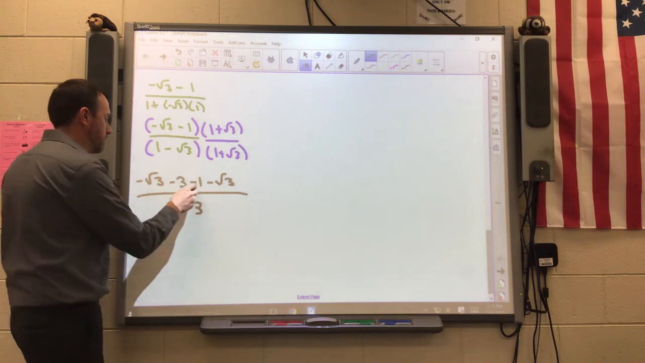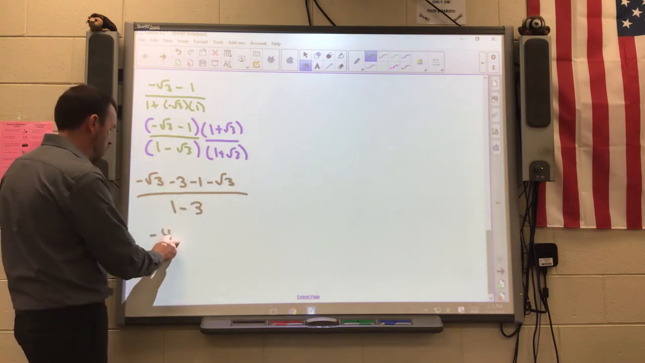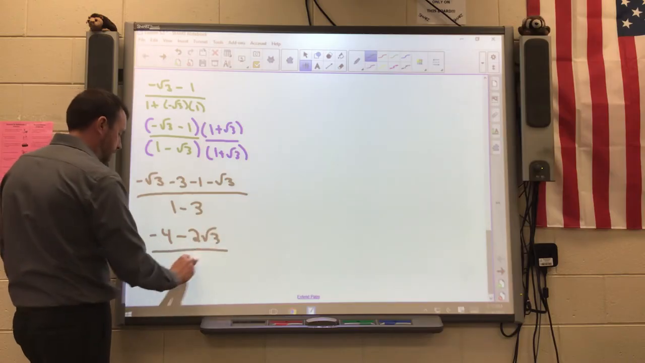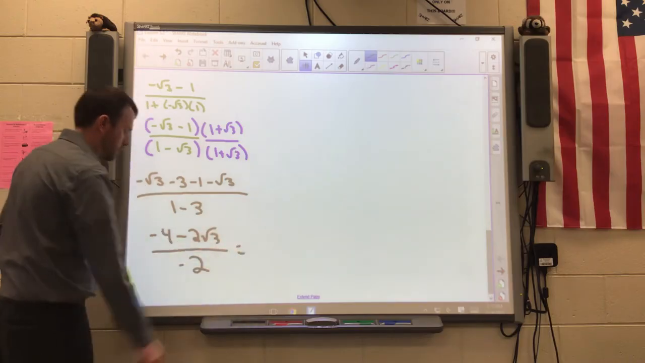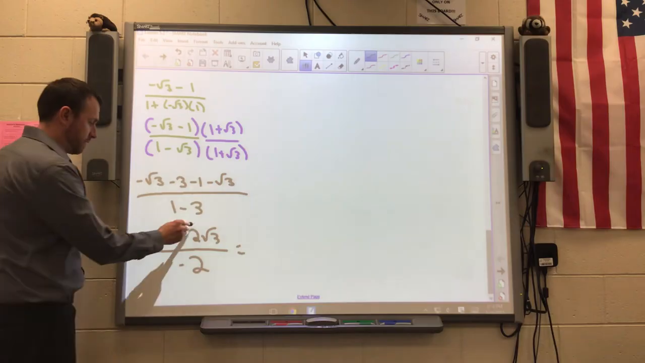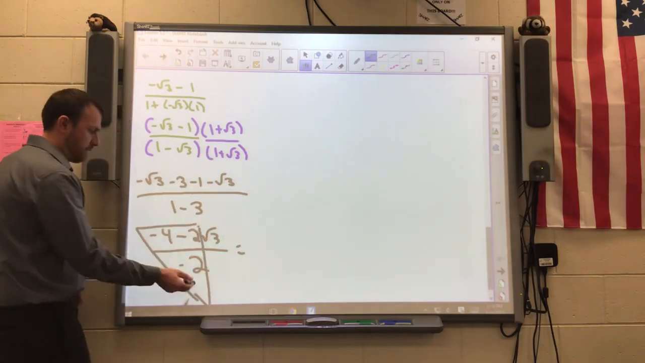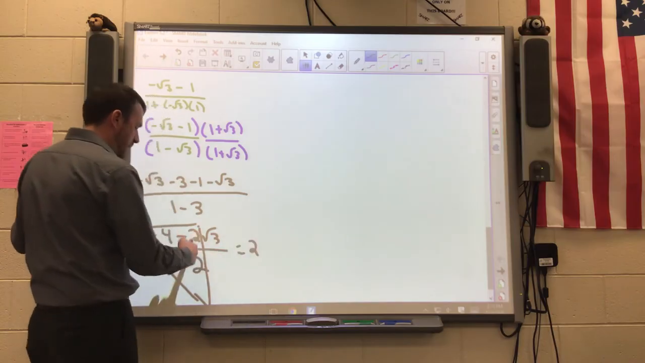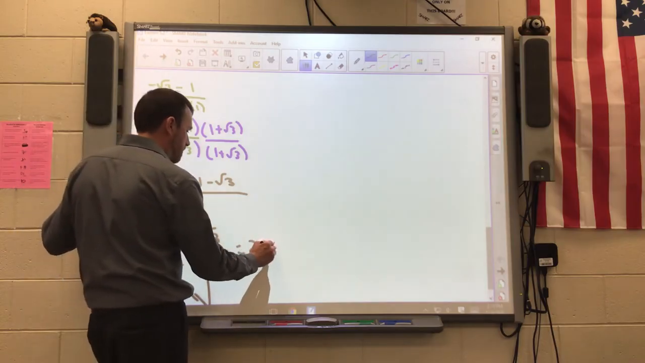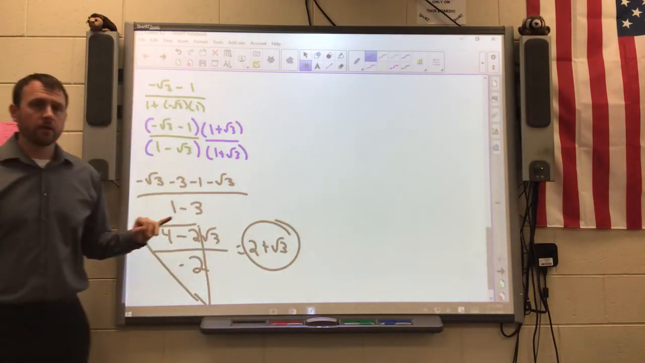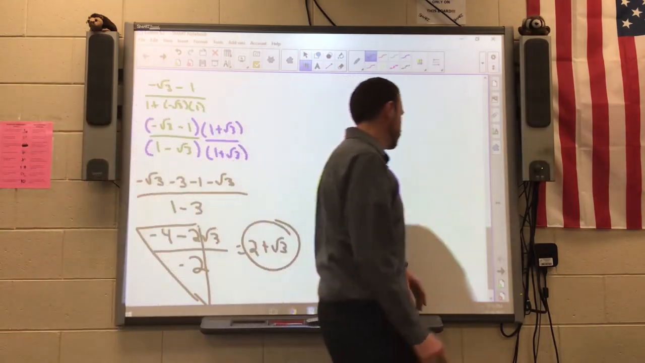So I combine my like terms. Negative 3 and negative 1 is negative 4. And then I have negative 2 root 3 over negative 2. That's a lot of negatives. So I would want to simplify that. So negative 4 divided by negative 2. Negative 2 divided by negative 2 is just a 1. So in its simplified form, all I get is 2 plus root 3.